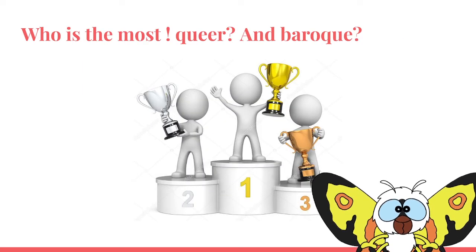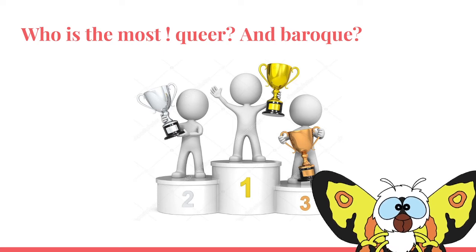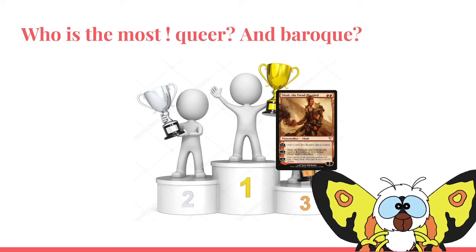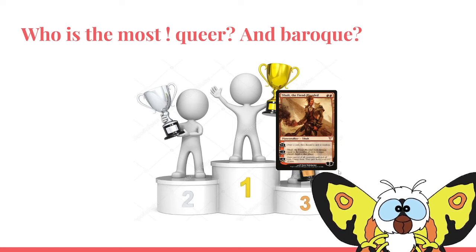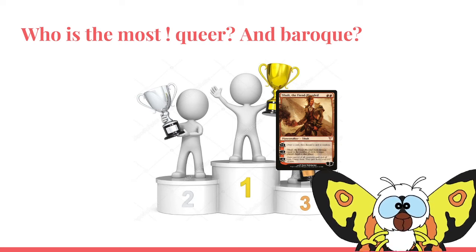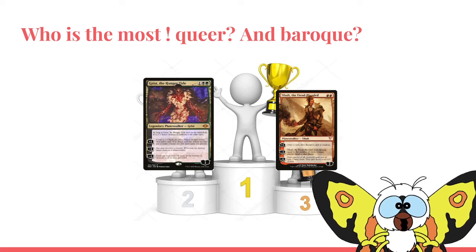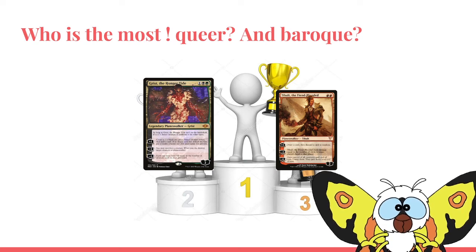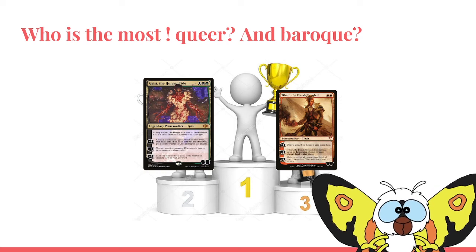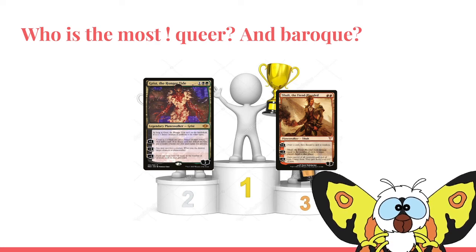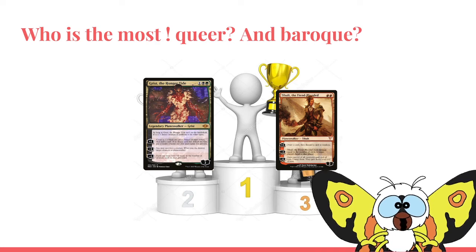So, who is the most queer and baroque out of all tiny leaders? I'm glad you asked. You asked that, right? Number 3, Tybalt the Fiend-Blooded. If you look at him close enough, I think it's self-explanatory. Number 2, Grist the Hungry Tide. Now, I know this may seem like I botted a bunch of votes to put Grist at number 2, but that is incorrect. I would not do that. I'm just as surprised as you are.